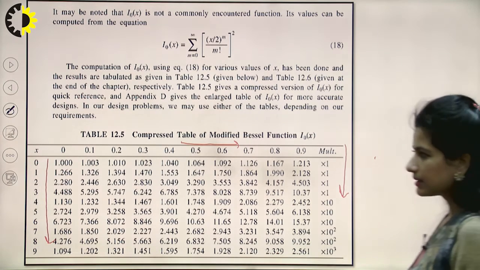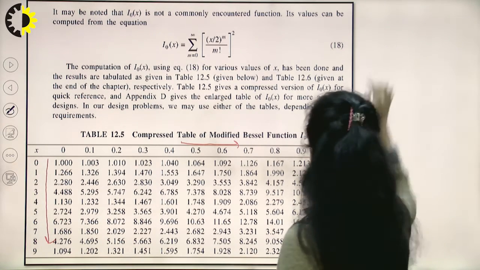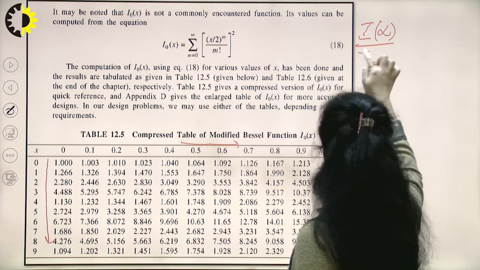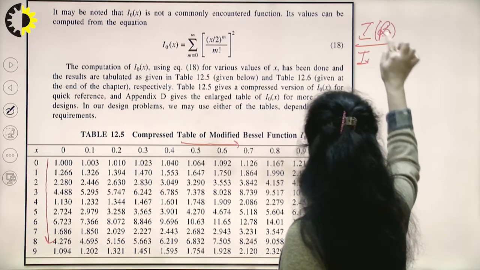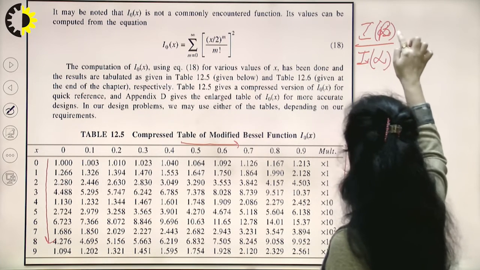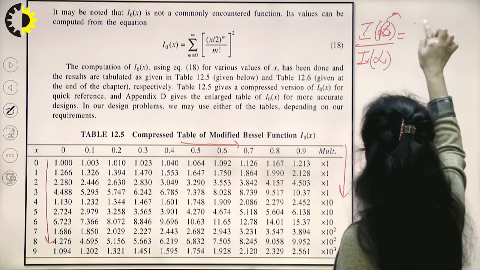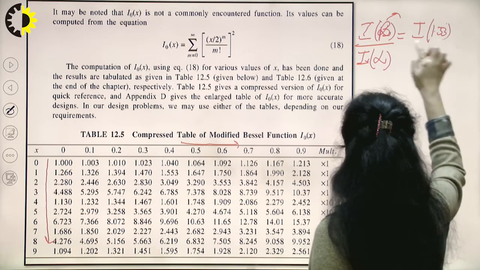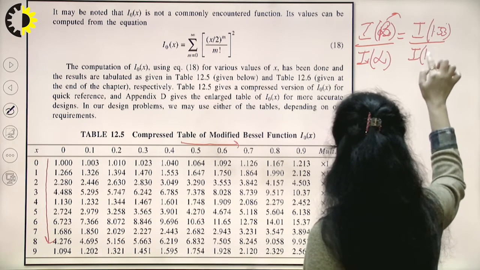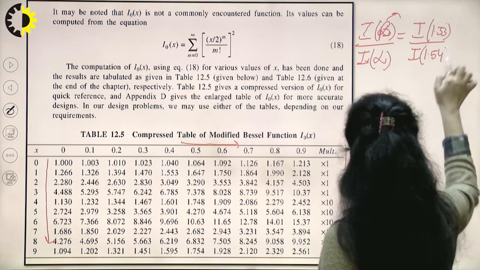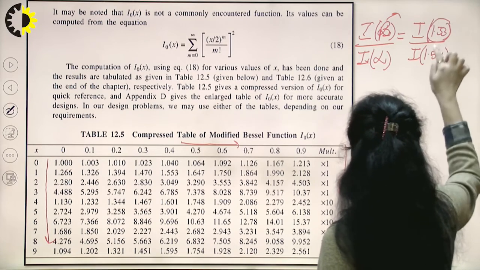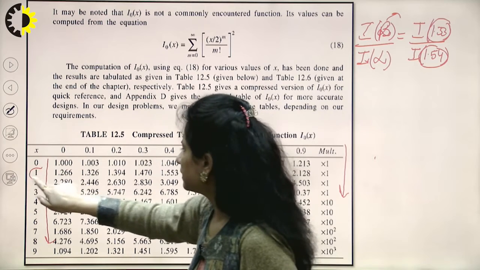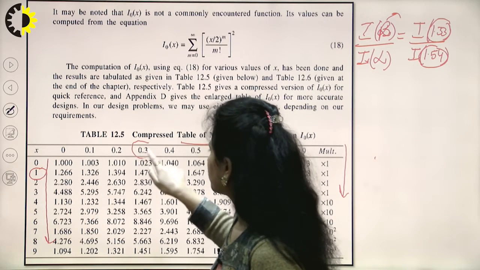So using this table, if I am talking about I naught, say this is my beta, this is my alpha, it comes out to be a certain value, say it is a function of some value 1.33, and the denominator is the function of some value, say 1.54. So this 1.33 and 1.54 have to be used here from this table.